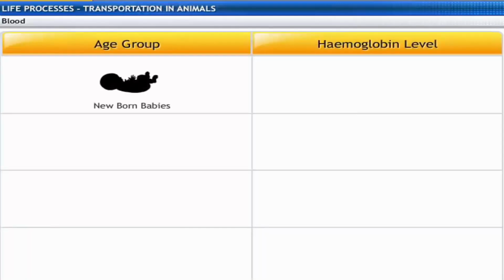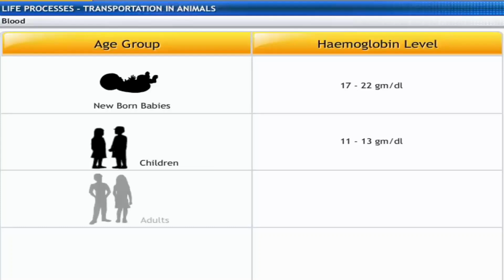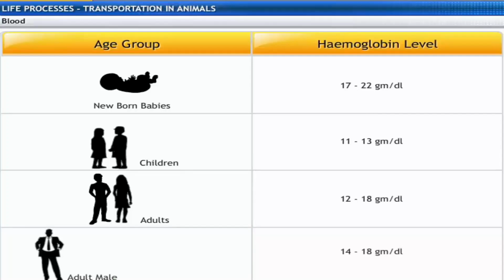In newborn babies, 17 to 22 grams per deciliter of hemoglobin is present. For children, the normal range is between 11 and 13 grams per deciliter, and for adults, it is between 12 and 18 grams per deciliter. An adult male has a hemoglobin level between 14 and 18 grams per deciliter, and in adult women it is between 12 and 16 grams per deciliter.